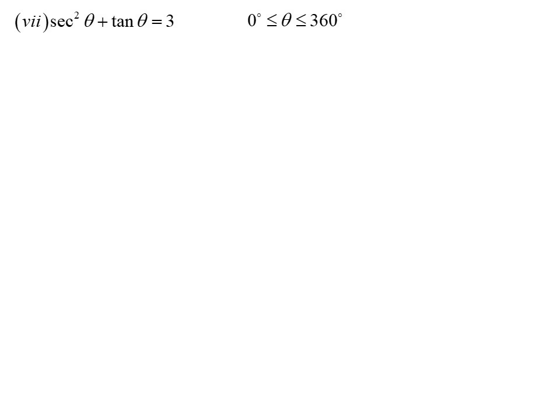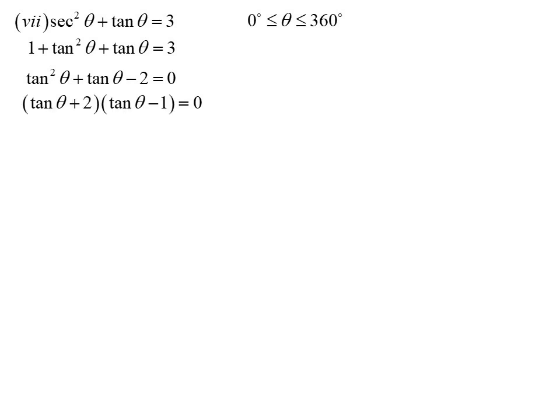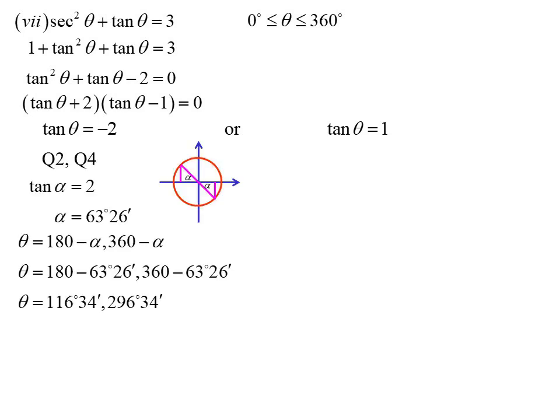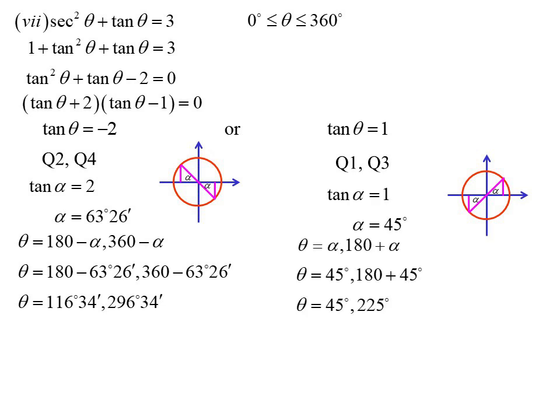Sec squared plus tan, alright, but we have a trig identity that will handle that. Sec squared is of course 1 plus tan squared. We have a quadratic equation. What multiplies together to give negative 2 and adds together to give 1? Yeah, I can do that. I now have two different trig equations to look at. First one, tan theta is negative 2, second and fourth quadrant, acute angle. Okay, I've got those two answers. My other one, tan theta equals 1. Well, that's a bit nicer because that's one of our exact values, isn't it? 45 degrees. Pull it together.